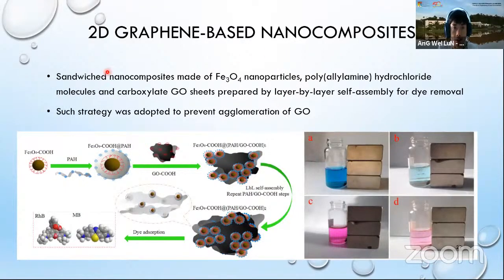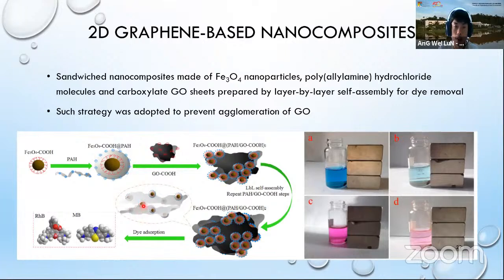Another interesting study is that they are producing the graphene nanocomposite with iron oxide nanoparticles. This is for the magnetic property, okay? And of course, there are other functionalized materials here, prepared by layer assembly for dye removal. Such a strategy was adopted to prevent agglomeration of graphene oxide. When graphene oxide is in the solution, because it is moving, it tends to come together and stick together. So when you have other nanoparticles in between, you'll be able to prevent the stacking.